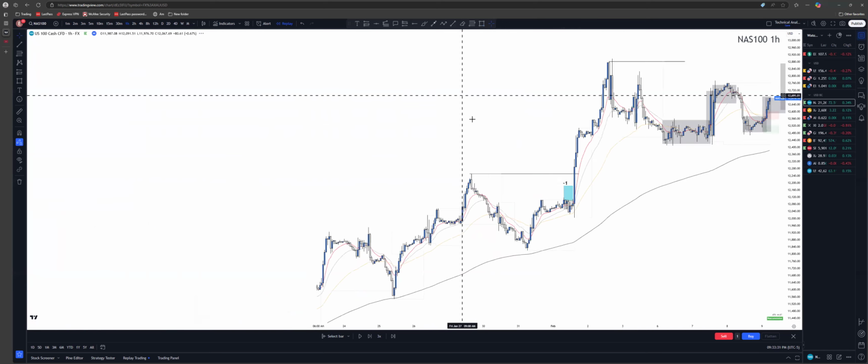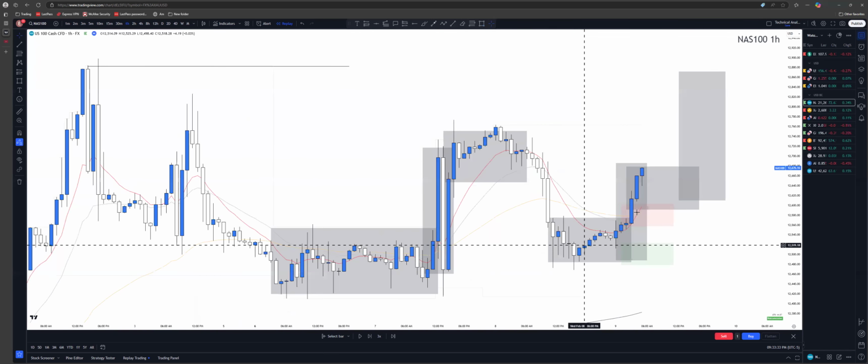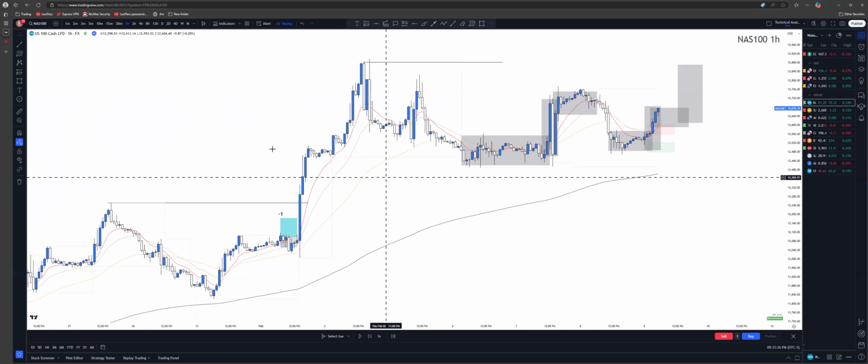So if we get some type of sideways action here, I'd be happy to take a trade.